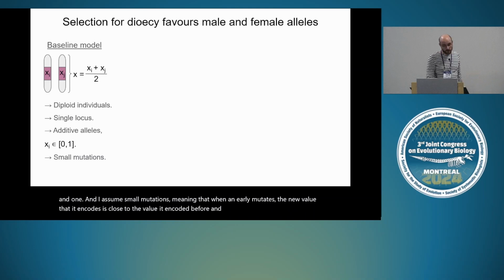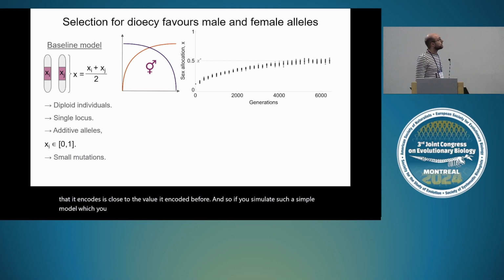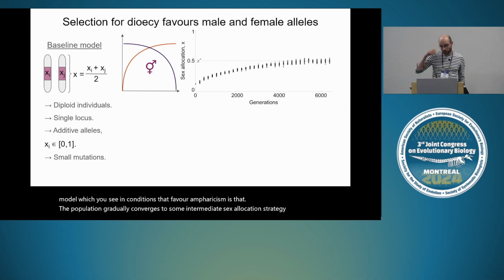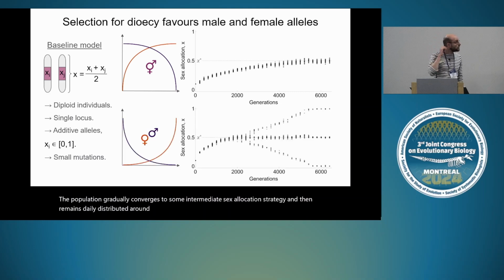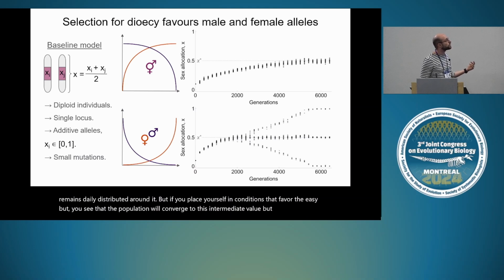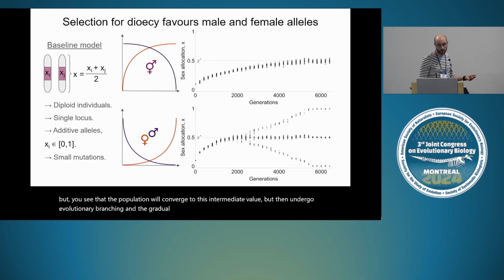And so if you simulate such a simple model, what you see in conditions that favor hermaphroditism is that the population gradually converges to some intermediate sex allocation strategy and then remains unimodally distributed around it. But if you place yourself in conditions that favor dioecy, what you see is that the population will converge to this intermediate value, but then undergo evolutionary branching and the gradual emergence of a male allele and a female allele. So that at the end of the simulation, what you have is female homozygotes, male homozygotes, and then unfit heterozygotes in the middle. And that kind of situation is really a textbook situation for the evolution of dominance.